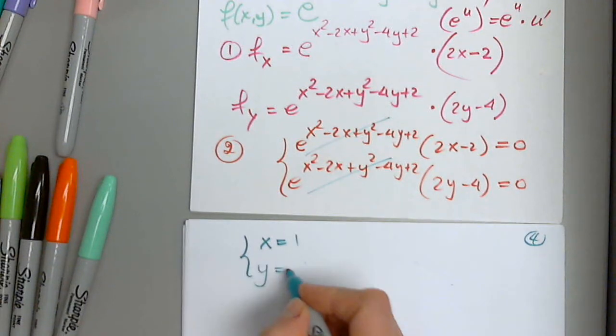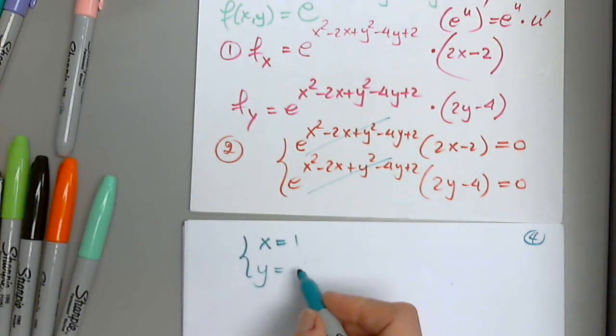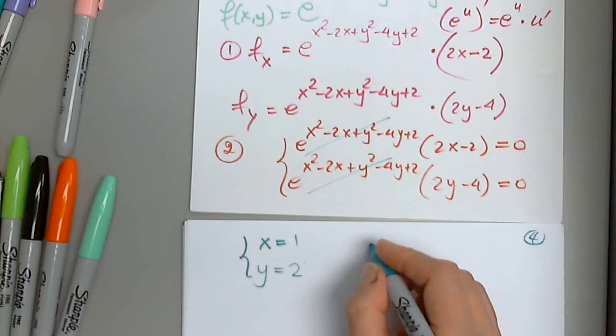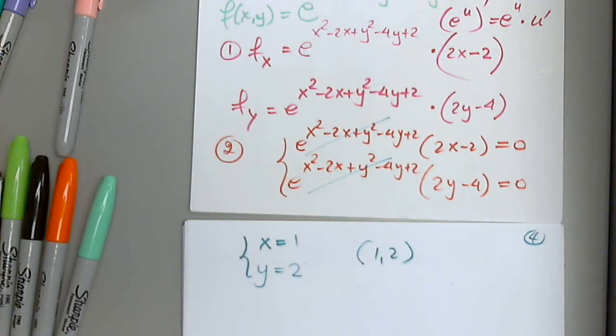And the second one, when y is 2. So the point in question is (1, 2). So we are trying to find whether this is a relative min, a relative max, or a saddle point, or the test is not applicable and we can't conclude anything.